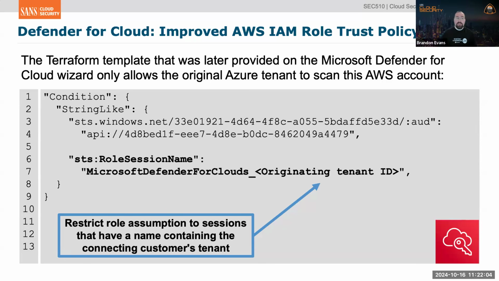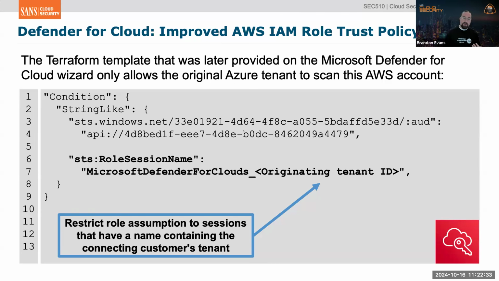Now, one thing that's great that Microsoft Defender for Cloud did is they fixed this issue retroactively. So if you do not have this condition in your configuration, it will actually refuse to scan you. It'll use the IAM permissions that it has to look at the assume role policy that it used in order to assume the role. And if this clause is missing, it will reject the connection.